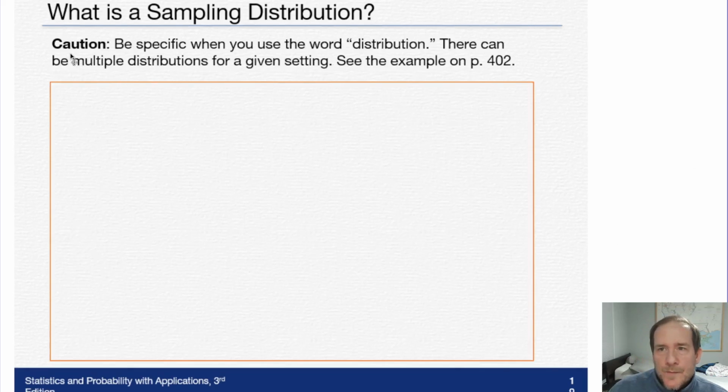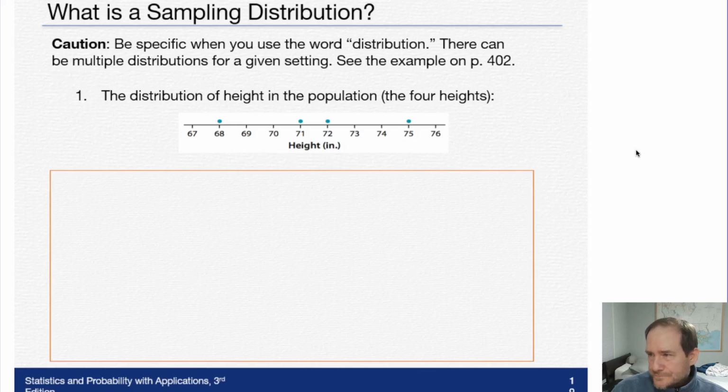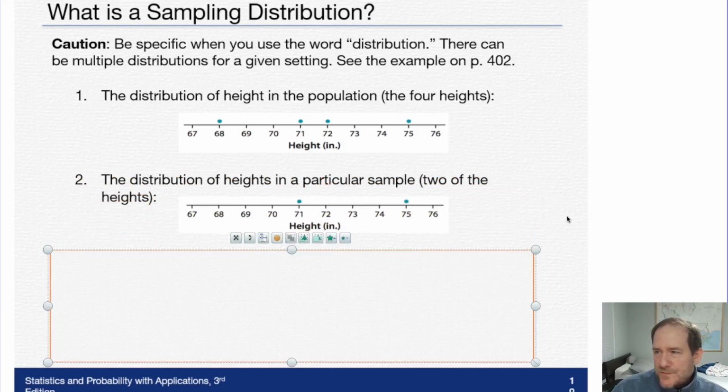Okay, next thing is a caution here. You have to be very specific when you use the word distribution, because there could be multiple distributions for a given setting. So for example, what do we mean? Well, we already talked about the distribution of height in the population. The population was the 4 sons, and so the distribution of their heights would be literally just all 4 of their heights. But sometimes instead of the distribution of the heights in the population, we would talk about the distribution of heights in a particular sample.